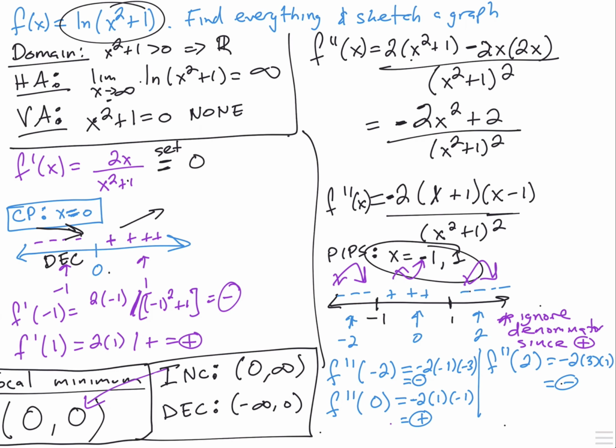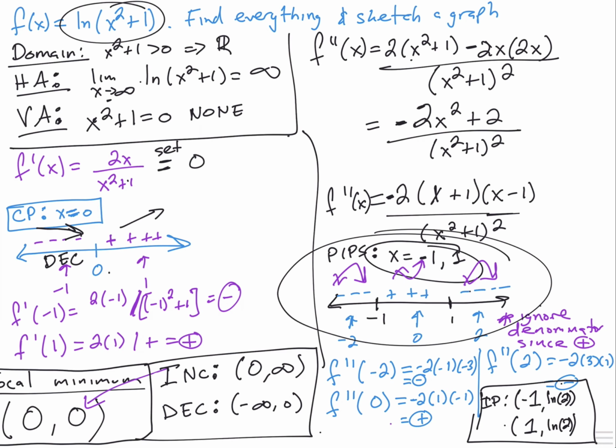Okay, so do I have any inflection points? I do, right? So let's see. Inflection points. What are my inflection points? -1 and 1 are the x values, and then what's the y value? ln of 2 and ln of 2. Where do I get that? Plugging into the original function, right? Okay, and then the intervals of concavity, I don't really have room for them, but you can write them down, right? So it's basically that.